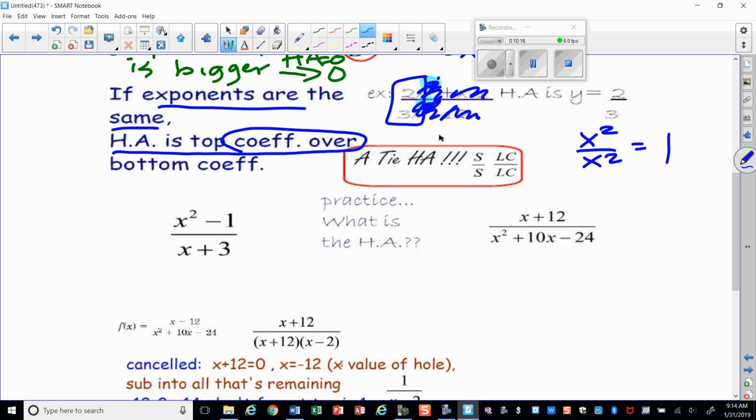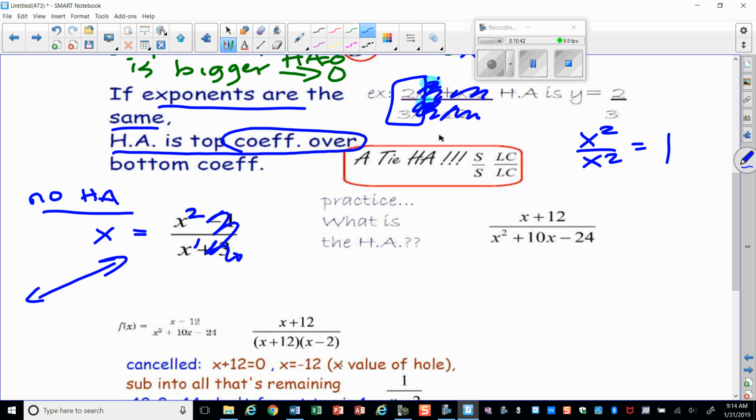Quick practice here. If I want to find the horizontal asymptote here, I just look at the exponents. So there's a 2 and a 1. Again, this is nothing as I go to infinity, so that basically comes down to x. That's going to go on forever. It's not going to level off. So there's no horizontal asymptote.